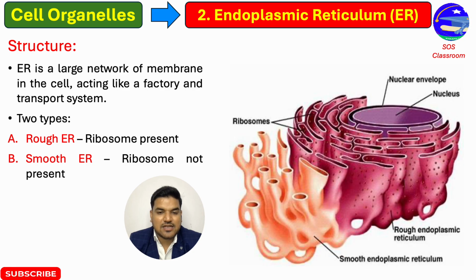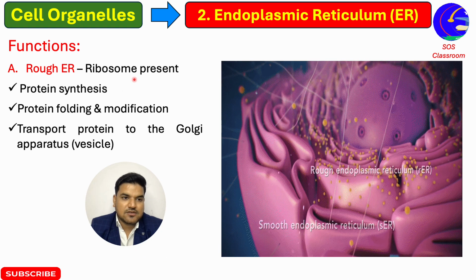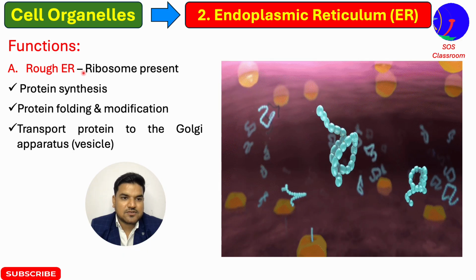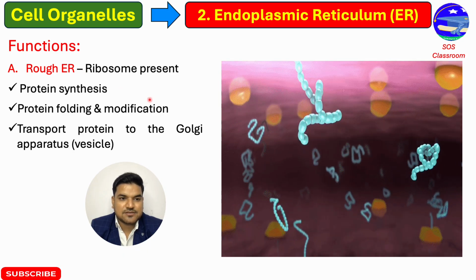Rough ER is when ribosomes are attached on it, and smooth ER is when ribosomes don't attach on it. So what is the rough ER? Rough ER means ribosomes are present.